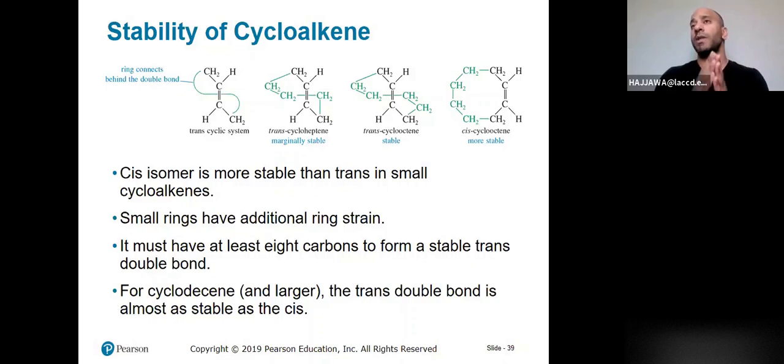So that's important to keep in mind, that if you have a 3-member ring, 4-member ring, 5-member ring, all the way to 9-member ring, the cis will always be more of a contributor or exist in much more proportion. Now the 10-member ring or higher, there the cis and trans will be very similar in terms of stability. And keep in mind that you cannot have cyclopropene or cyclobutene or cyclopentene or cyclohexene or cycloheptene in other form other than the cis form. It cannot form a trans form in those structures.